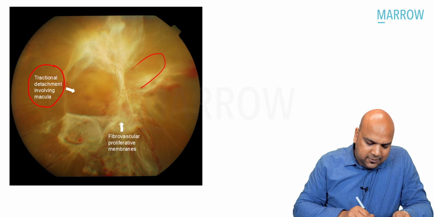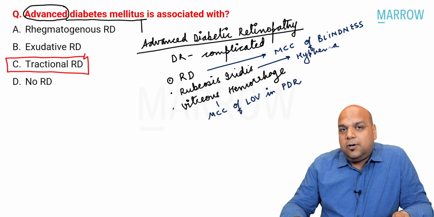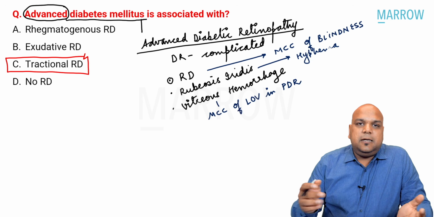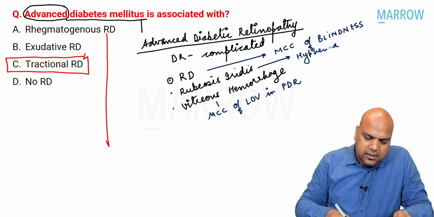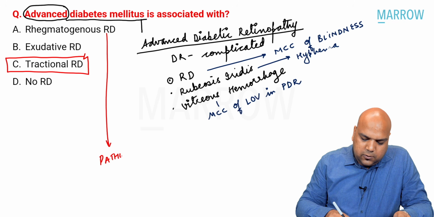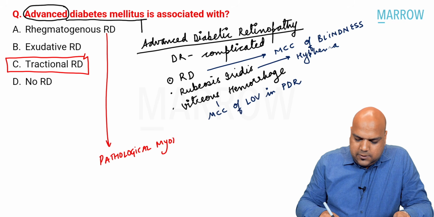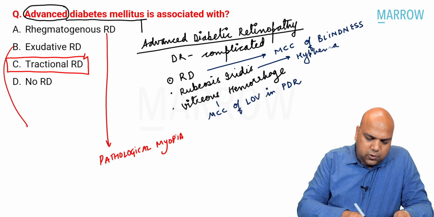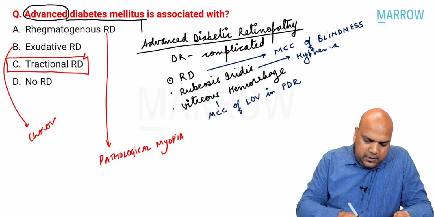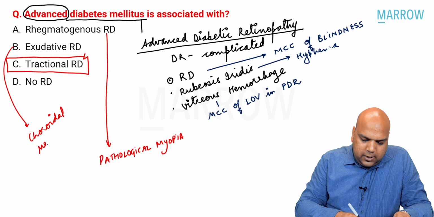Okay. Now, question number 1. Any doubt? I don't think so. It's a pretty easy question. Rhegmatogenous RD, if you want to revise, the most common cause is pathological myopia. And exudative RD, as we say, the most common cause is choroidal melanoma. No RD, the most common cause is live a healthy life.